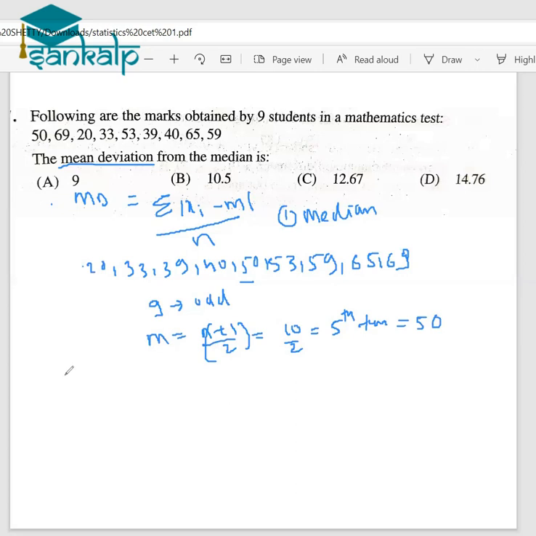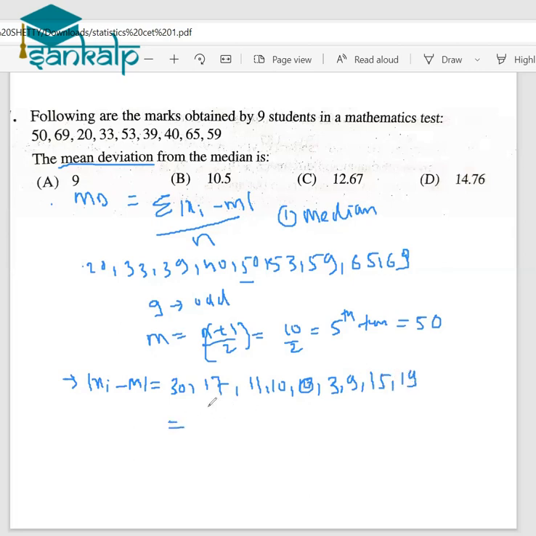Next, we have to calculate the deviation from the median, that is mod of xi minus M. So take the deviations of each score from the median. 20 minus 50, it will be equal to 30. Next, 17, next 11, 10, 0, then 3, 9, 15 and 19.